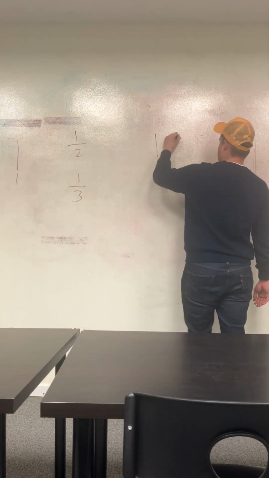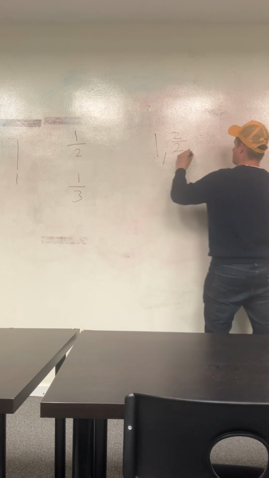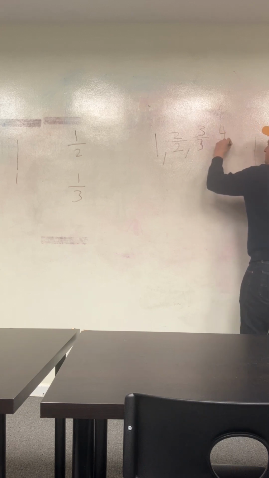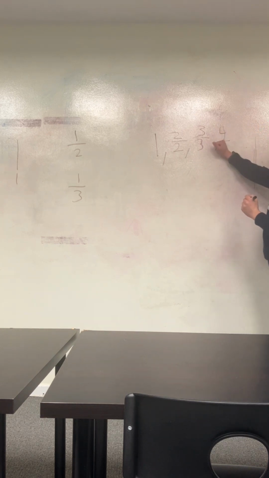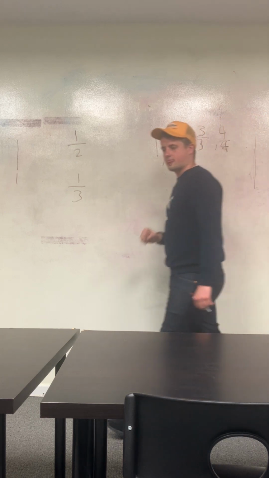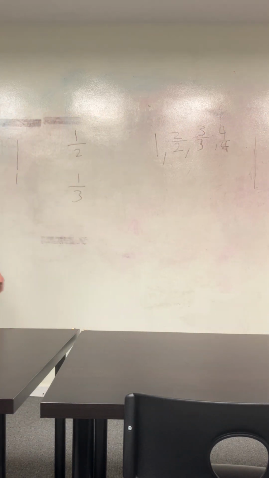This is 1. This is also 1. This is also 1, 3 over 3. Why are these all 1? If you simplify, it's going to be 1 because you're dividing the number by the same thing. Because 2 goes into 2 one time, 3 goes into 3 one time, 4 goes into 4 one time, and 1 is 1.